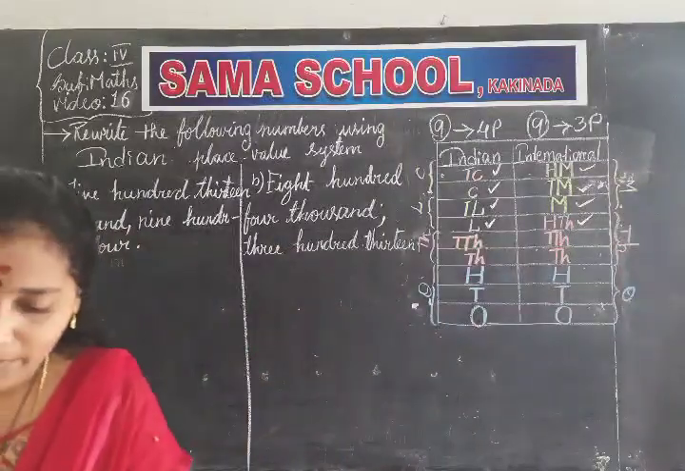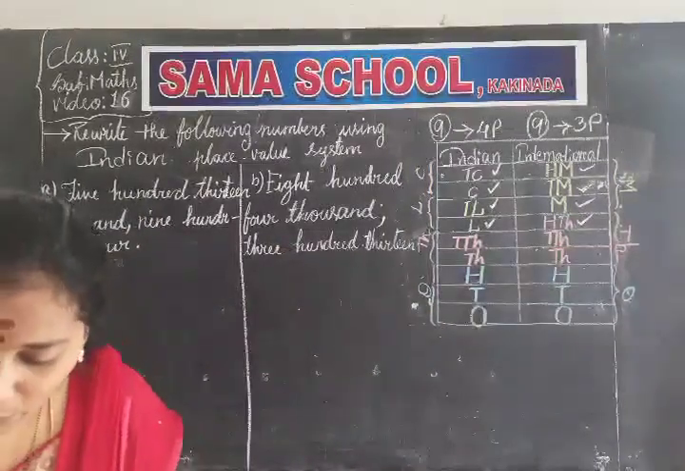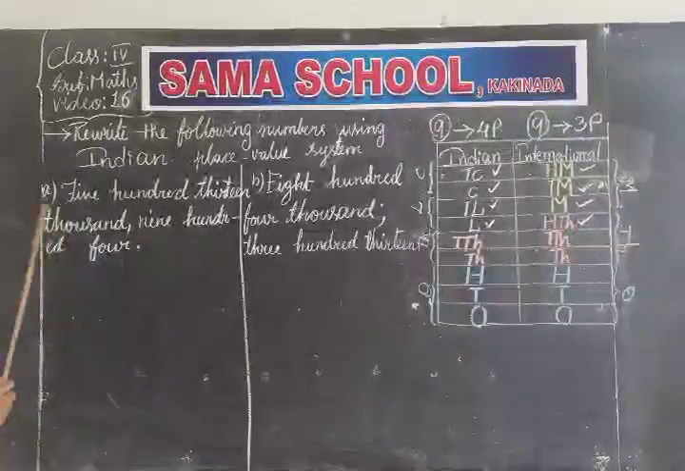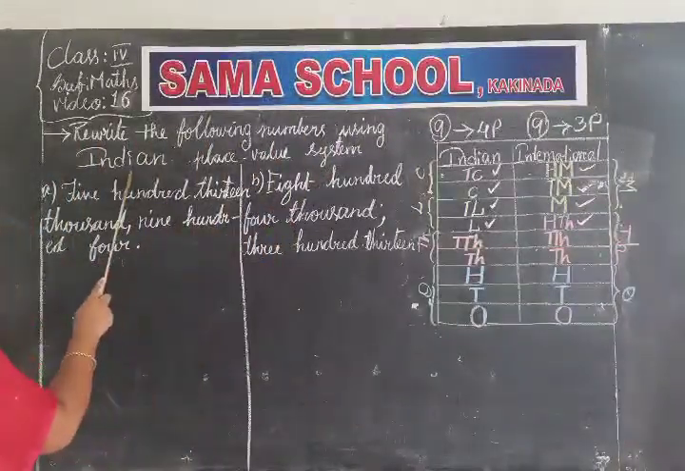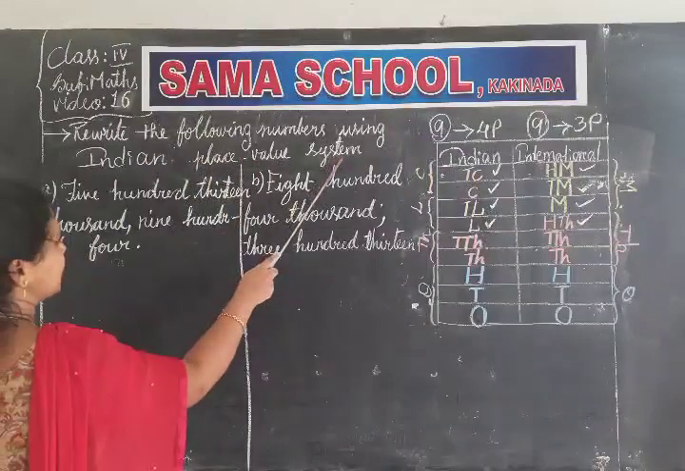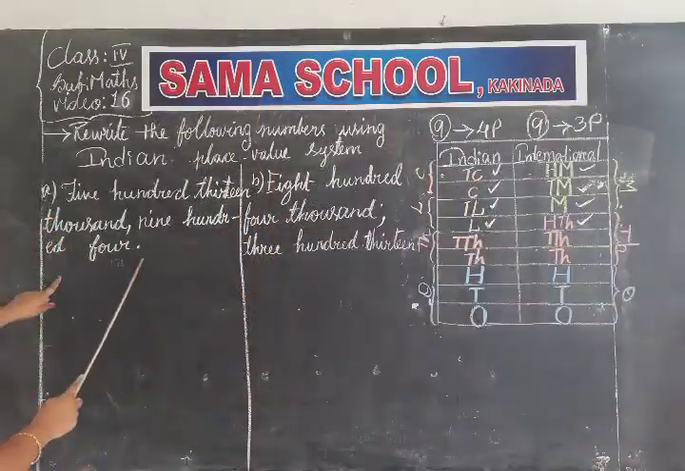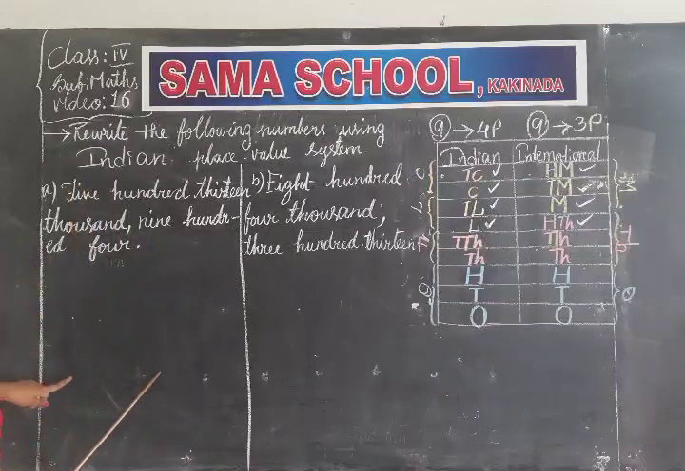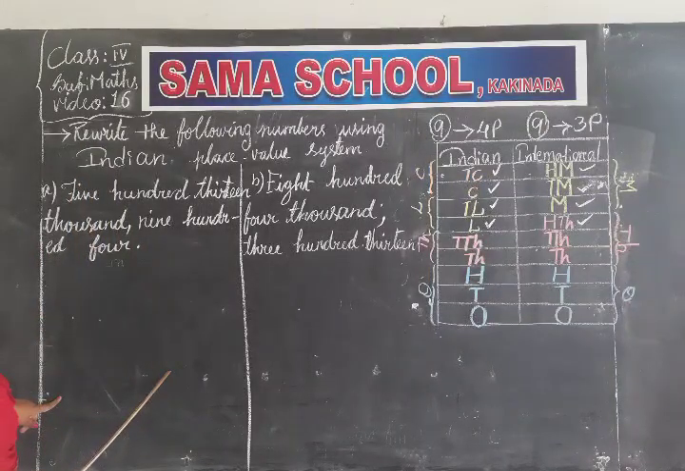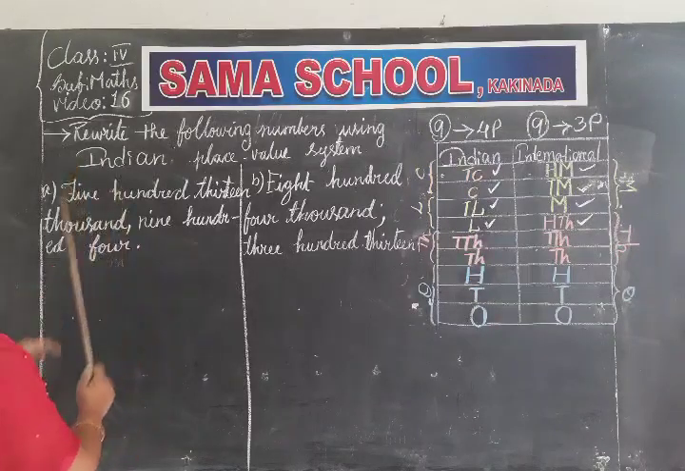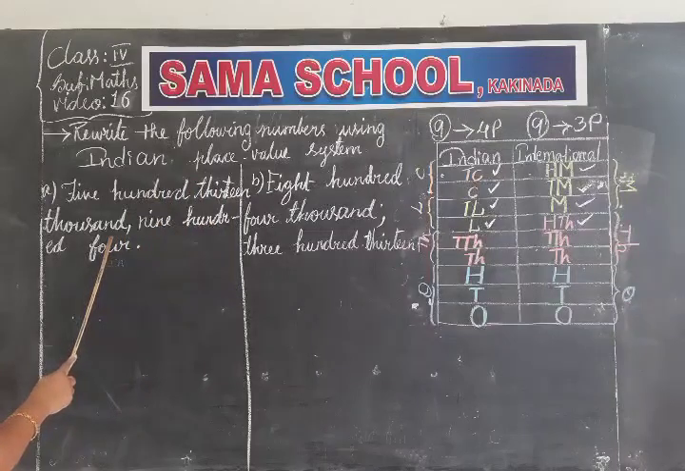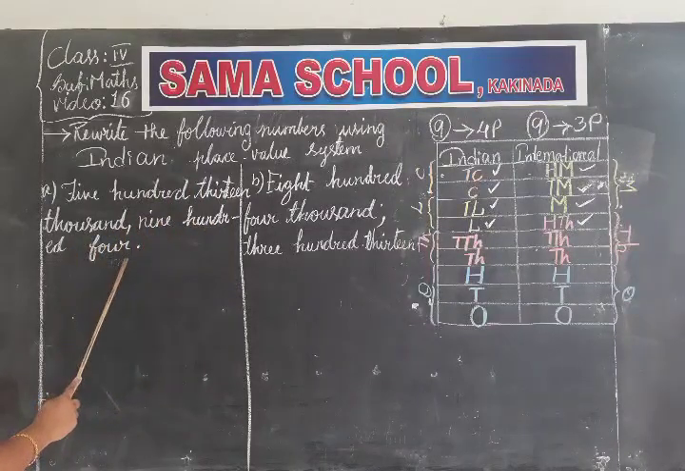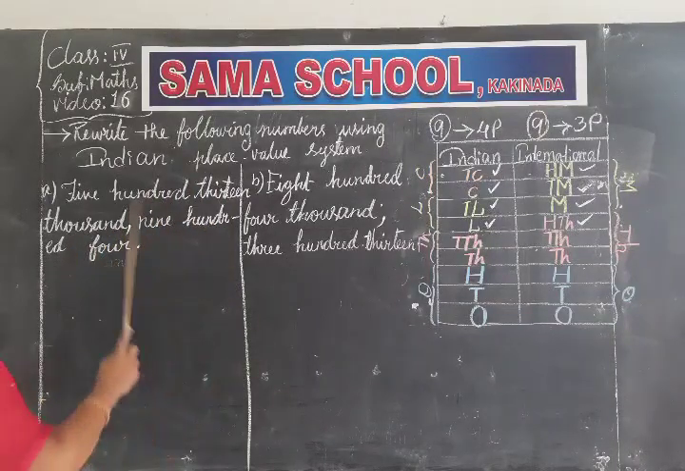Okay, everyone look at the board. First of all, read the question, everyone. Rewrite the following numbers using Indian place value system. Now this number name again change it to Indian system. Is it clear? See the question. 513,904. What is the question?